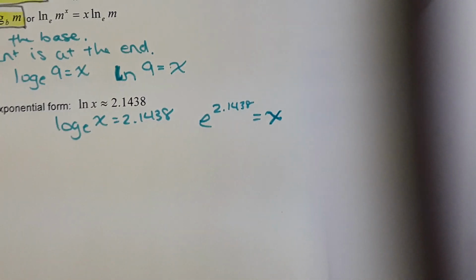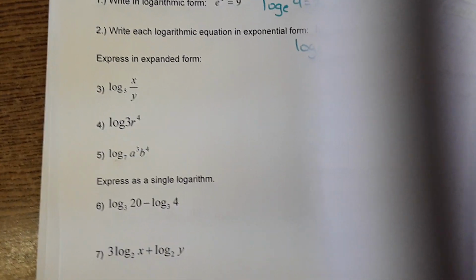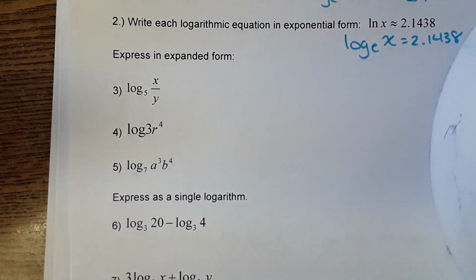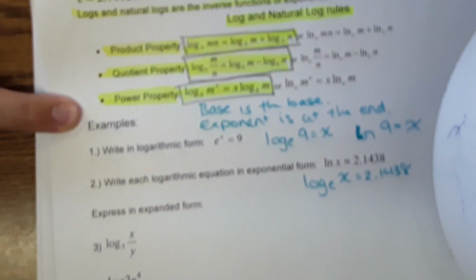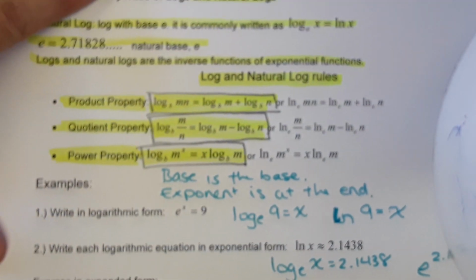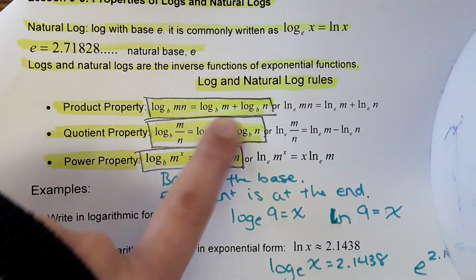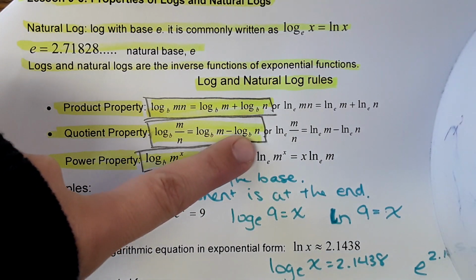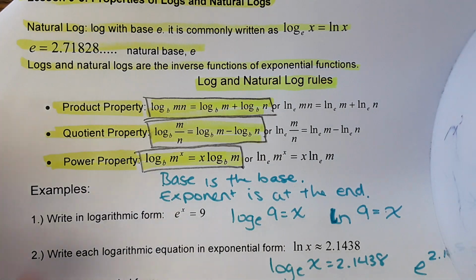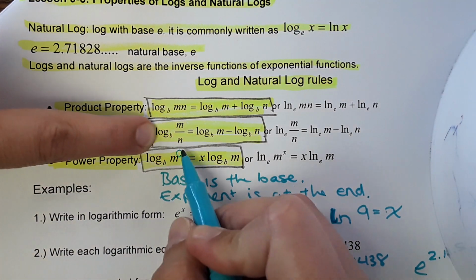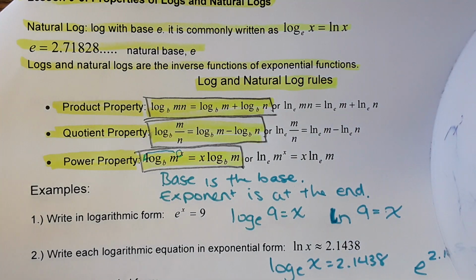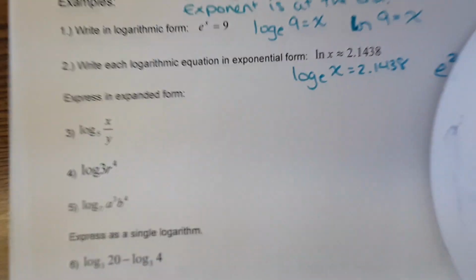This is going to seem kind of complicated or tricky at first, but by the time we're done with the first page, it'll be like, oh, that's not actually that bad. Okay, so here it says express in expanded form. Up here, the product properties: if we have multiplication, we're going to write it expanded with addition. If we have division, we're going to write it expanded with subtraction. And if we have an exponent, this exponent is going to go out in front of the log. Okay, so for number 1, it shows division.